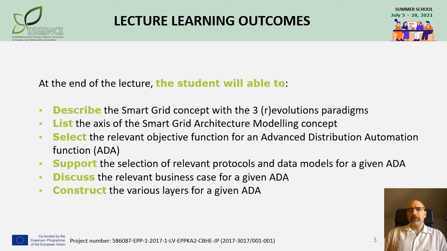At the end of the lecture, the student should be able to do several things. That's what we call learning outcomes. At first, you should be able to describe the smart grid concept with the 3 revolution paradigms. You should be able to list the axes of the smart grid architecture modeling concept. You should be able to select the relevant objective function for an advanced distribution automation function. You should be able to support the selection of relevant protocol and data model, to discuss the relevant business case for a given advanced function, and you should be able to construct the various layers for a given automation function.